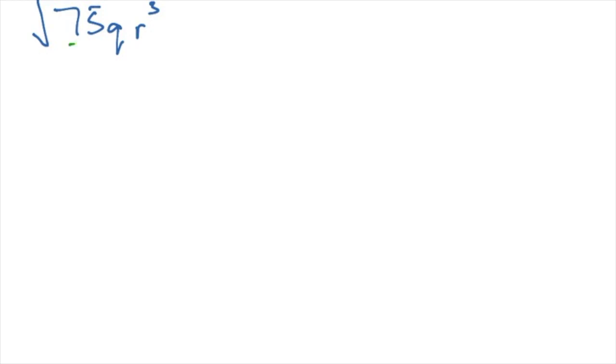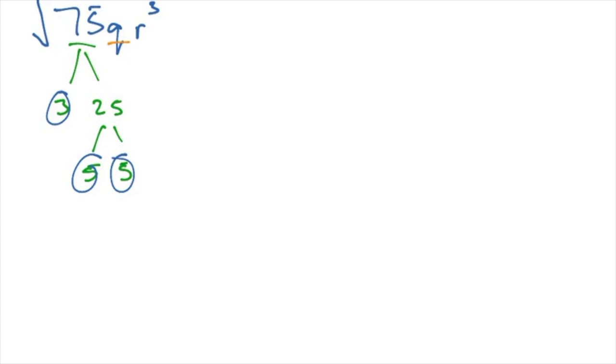Let me focus on the 75, and let me break it down. What are the prime factors of 75? What number gives you 75? Well, 3 times 25 will give me 75. And then 25, I know that's 5 times 5, and that's it. I can't break down anymore. 3 is a prime, 5 is a prime, 5 is a prime. I'm done with that.